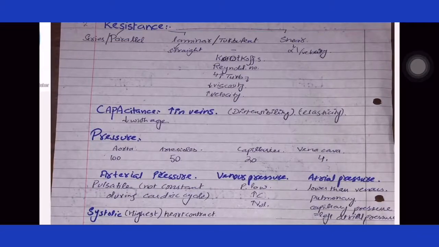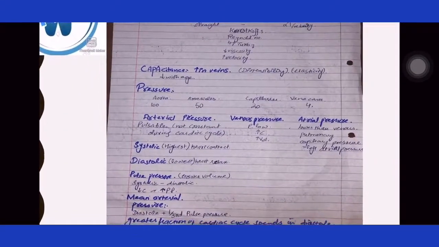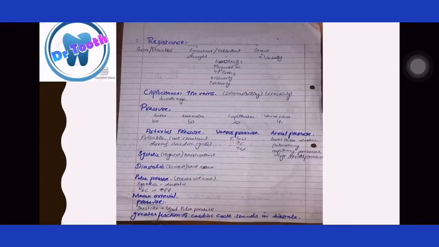Next, move on to shear. We have a formula that shear is inversely proportional to velocity. Then move on to next component. We have capacitance. Capacitance means distensibility of blood vessels. Distensibility of blood vessels increases in veins and decreases with age. Distensibility means elasticity. So elasticity of veins decreases with age.